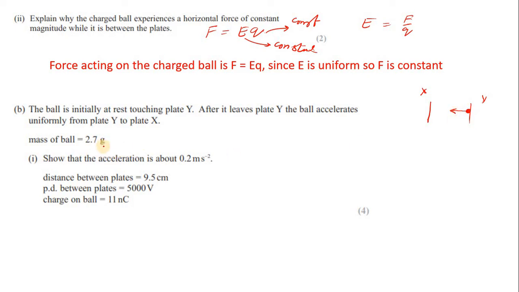The mass of the ball is 2.7 gram. Show that the acceleration is about 0.2 meter second minus 2. The distance between the plates is 9.5 centimeter. The potential difference between the plates is 5000 volt. The charge on the ball is 11 nanocoulomb.